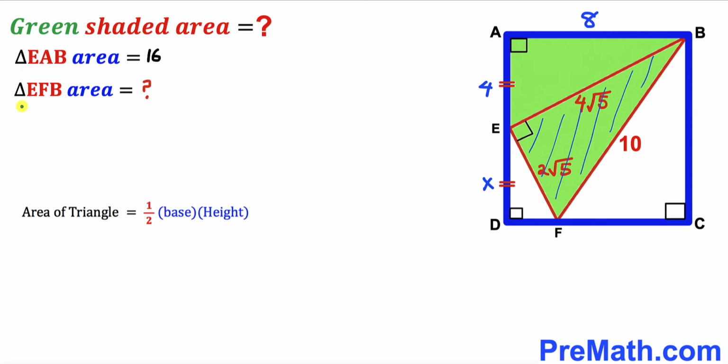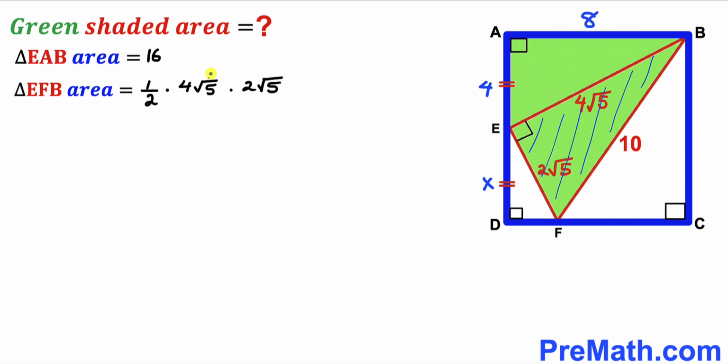And now we are going to calculate the area of the other triangle EFB as well. And we are going to use the very same area of a triangle formula once again. Area equals a half times base times the height. And in our case, the base is 4 times square root of 5, whereas the height is 2 times square root of 5. So therefore the area of the triangle EFB is going to be a half times 4 times square root of 5 times 2 times square root of 5.